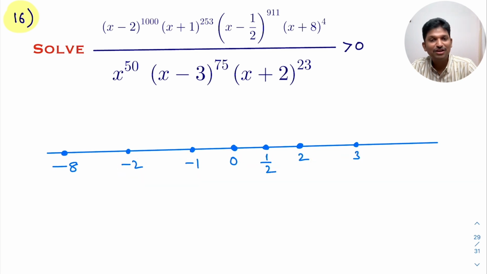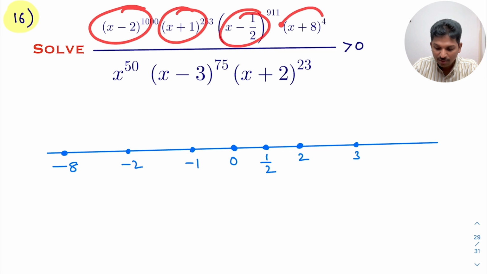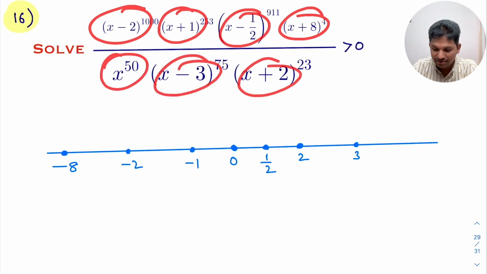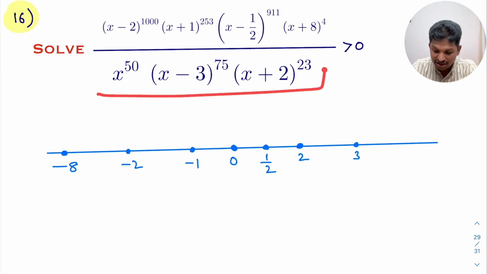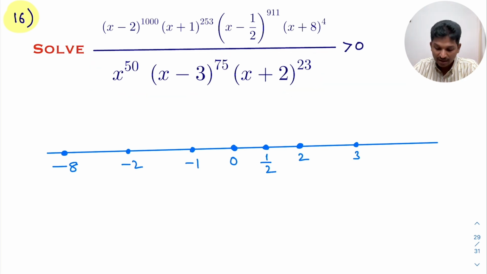Yes, I marked all these critical values. That means I equated these to 0. Whatever x values I got, those x values I marked on the number line. Now, Wavy curve method says that, and one more thing here, this is a rational function, so the denominator cannot be equal to 0. When x equal to 0, denominator is 0. So at 0, I'll write open circle. That means 0 cannot be a part of the solution.